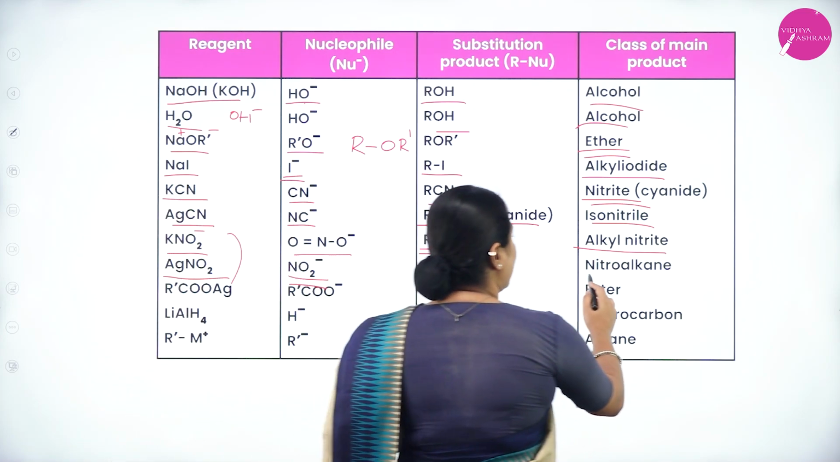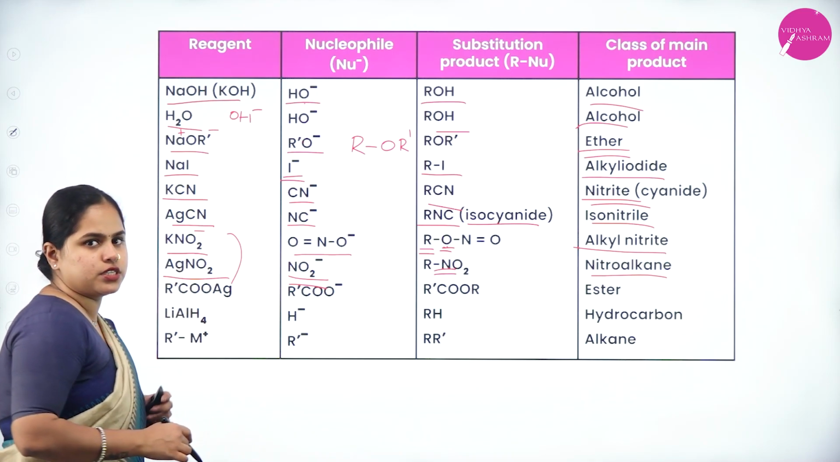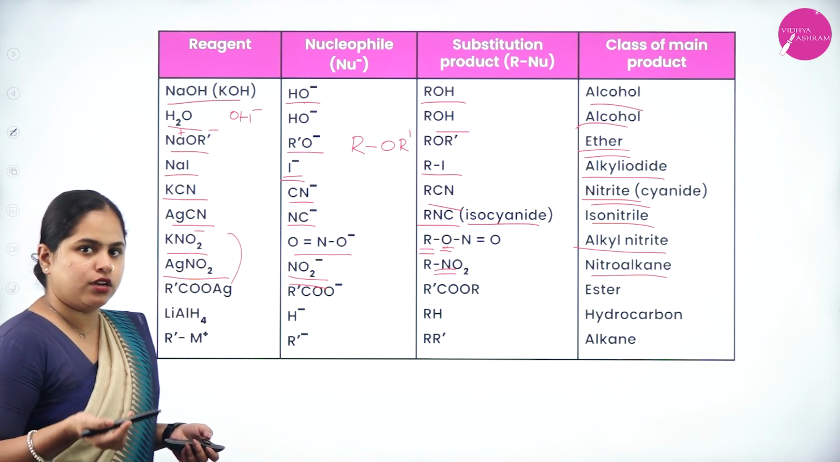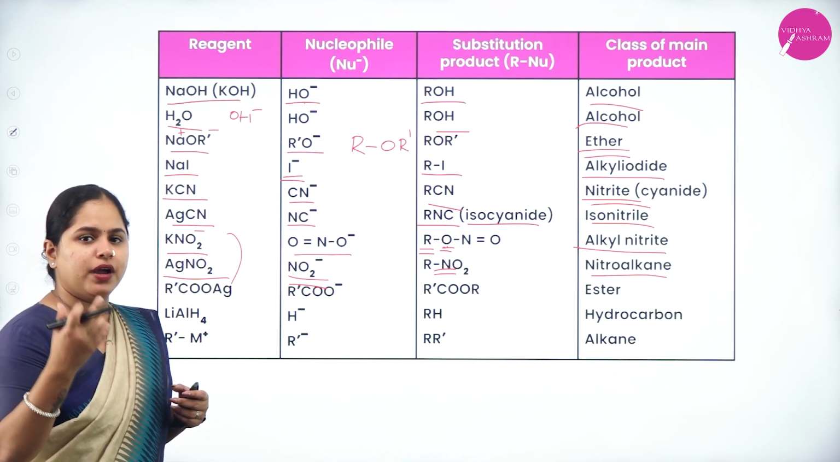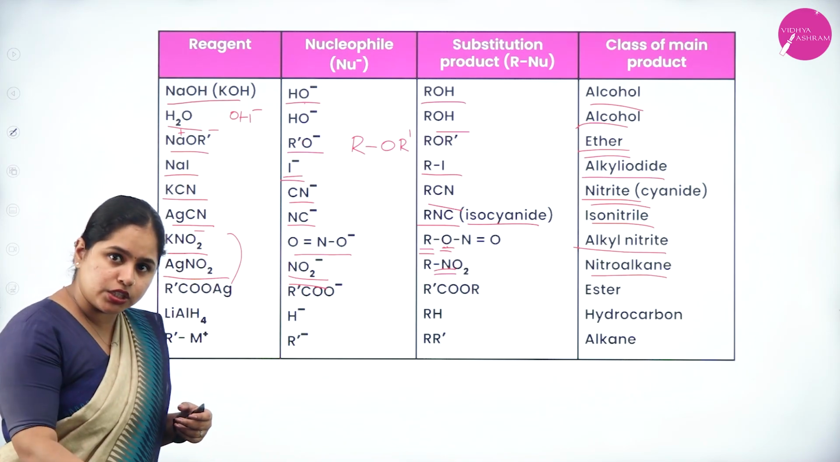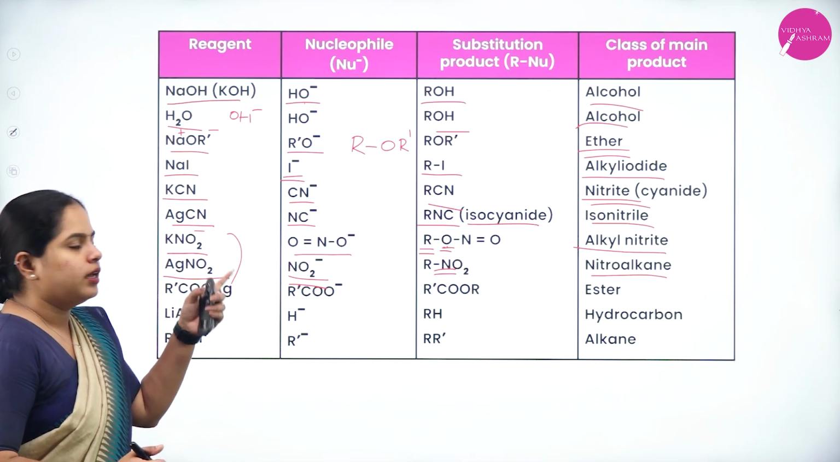So this is called nitroalkane, right? So alkyl nitrite and nitroalkane. This is the difference. If you're using KNO2, what is the product? If you're using AgNO2, what is the product? That is, the alkyl group can bind with NO2 through nitrogen or oxygen. Based on that you have alkyl nitrite or nitroalkane.